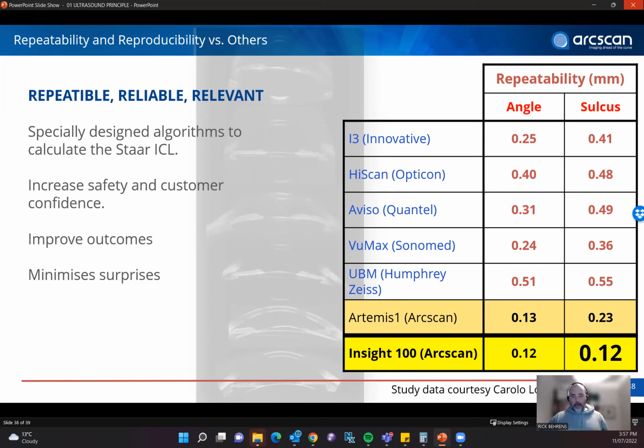Just look at Opticom, Quantel, Sonomed. I mean, they are bad, and this is in the hands of really good people. If you add Johnny from the coffee shop that now is working in the ophthalmic industry, and they have to do a scan, it's a much worse story. But anyway, let's not go against Johnny. He makes a good coffee.